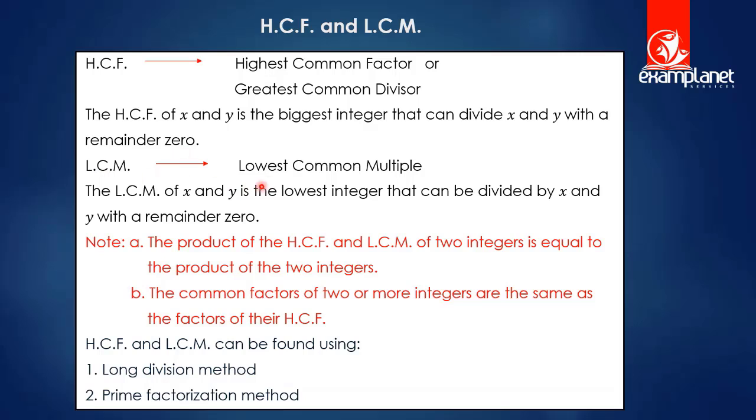Then we have LCM, which is lowest common multiple. The LCM of x and y is the lowest integer that can be divided by x and y with a remainder 0. That is, the lowest number that x and y will divide with a remainder of 0 is the lowest common multiple of x and y.